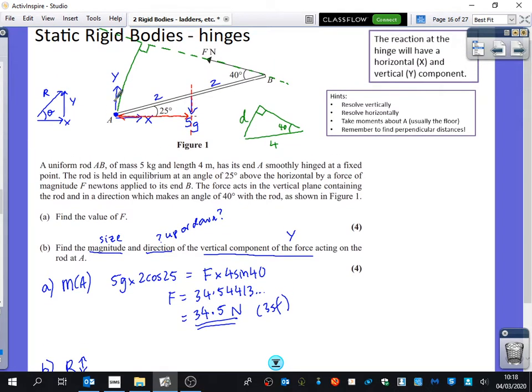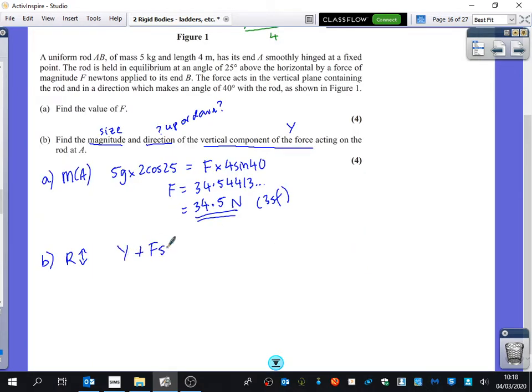So clearly I've got Y and I've got this 5G, but I need to think about this F. Now remember, you're only allowed to resolve up and down and left and right. So this F force here needs to be split into along and up. What's this angle here? 15. So the one going along is F cos 15, and the one going up is F sine 15, which tells me Y plus F sine 15 equals 5G.